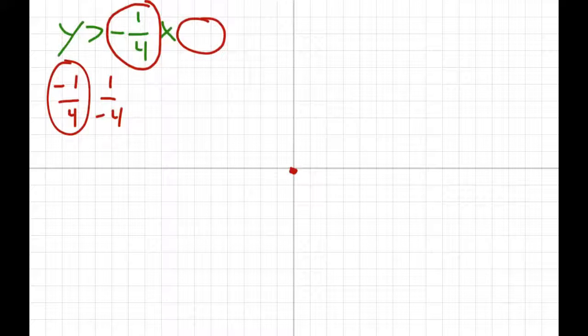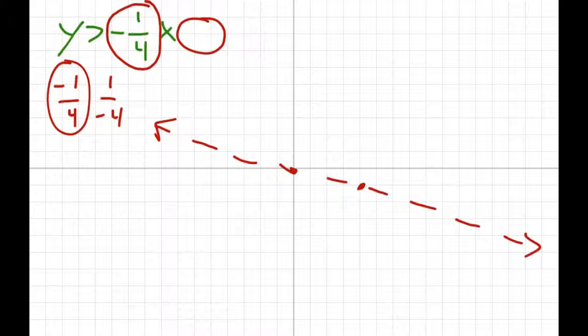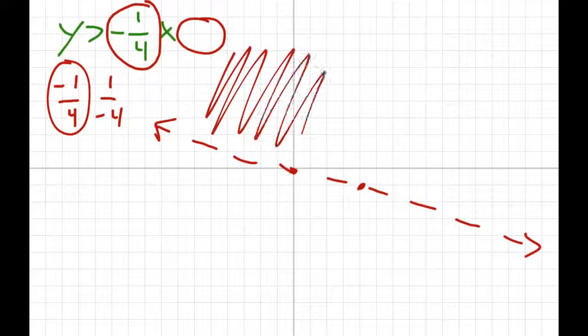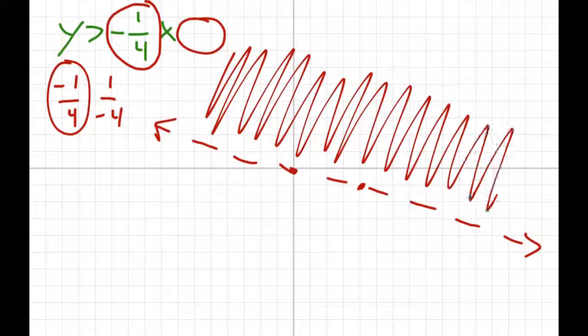So negative 1 means down 1. Positive 4, 4 to the right. 2, 3, 4. Put a point. It's greater than without an equal to part, so that means I'm going to do my dashed line. Now, even though it's a dashed line, it still needs arrows on it, don't forget. And then greater than means I'm shading above. So I'm going to shade up here. And there you go. Y is greater than negative 1/4 x.